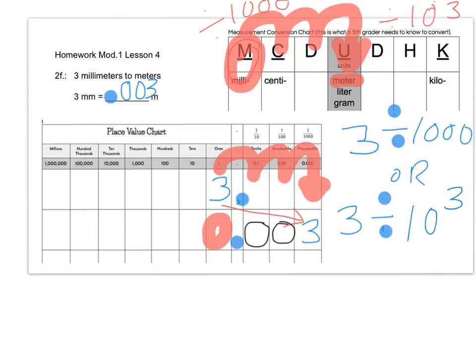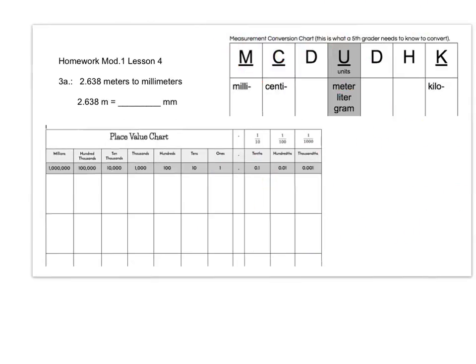And now we're moving on to 3A on our homework. So more of the same, the digits are just more into the thousands place. So we're starting with 2 and 638 thousandths of a meter, and we're changing them into millimeters. So first we want to write down our number. So we're going to write 2 and 638 thousandths. And we are going from meters to millimeters.